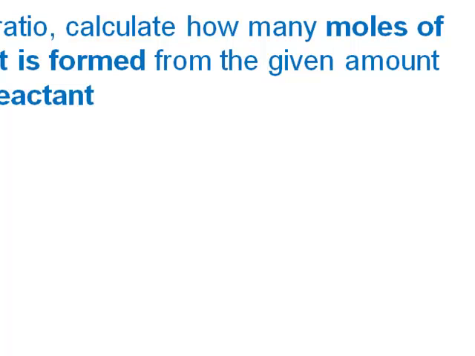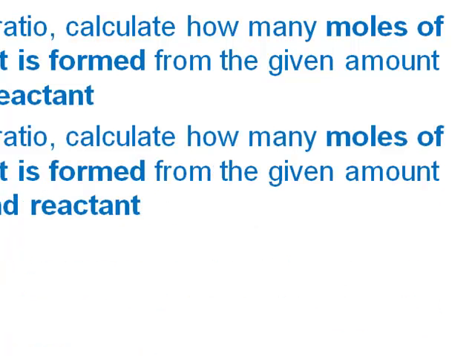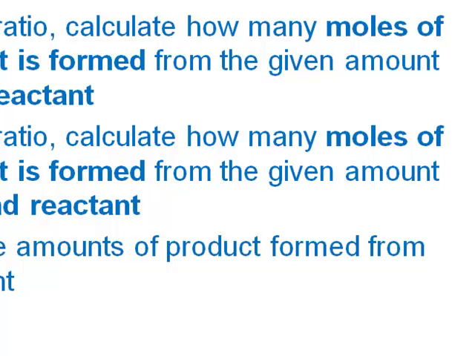All right? Leave a little space here, a little bit of space for the chemistry. Then you want to use the mole ratio, calculate how many moles of that product is formed from the given amount of the second reactant, and compare the amounts of products formed from each reactant. So we'll skip the gram step. So for our O2, we got grams of O2. We find out how many moles of O2 that's equal to, and how many moles of this it's equal to.